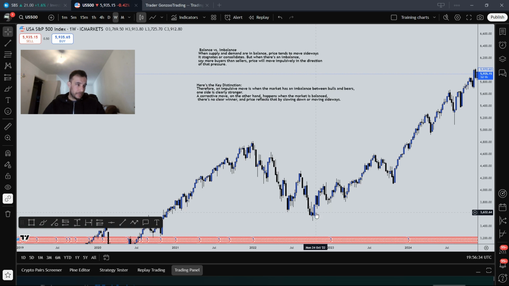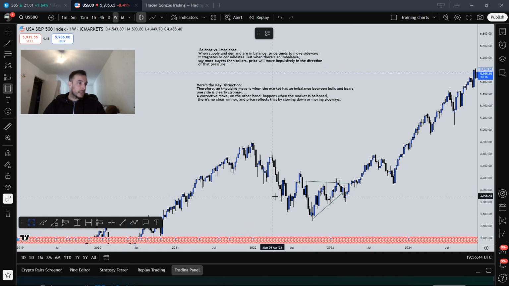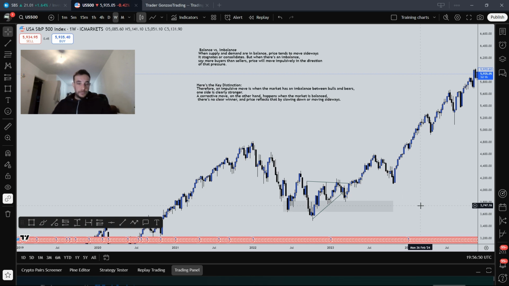And then we are in consolidation, where we even form a pattern where the price moves between support and resistance, not very much there. But then we can always add this support over here. So the key distinction between them is that an impulsive move is when the market has an imbalance, and a corrective move is when the price has a balance. There's no clear winner, and the price reflects that by slowing down or moving sideways, which is what we've got on the chart right now.